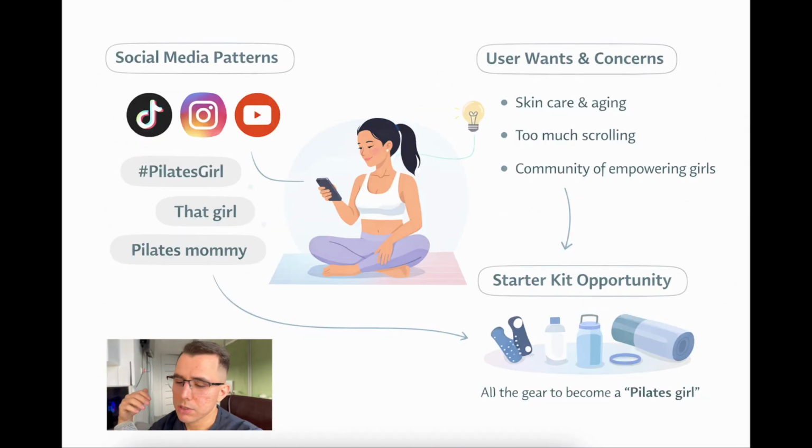Again, you can go on other social platforms for discovery like TikTok, Instagram, and look for hashtags like Pilates girl, that girl, Pilates mommy.